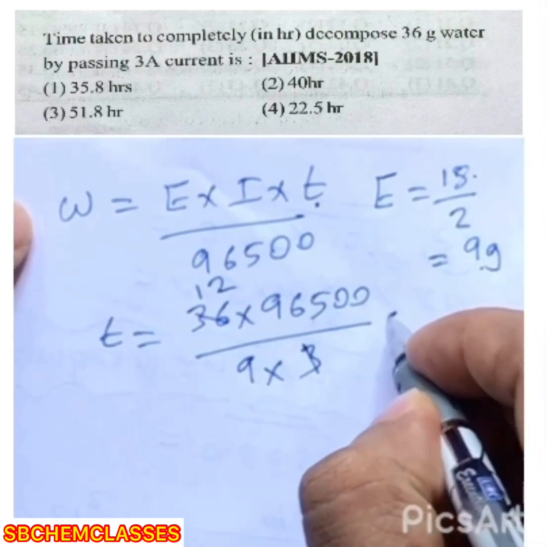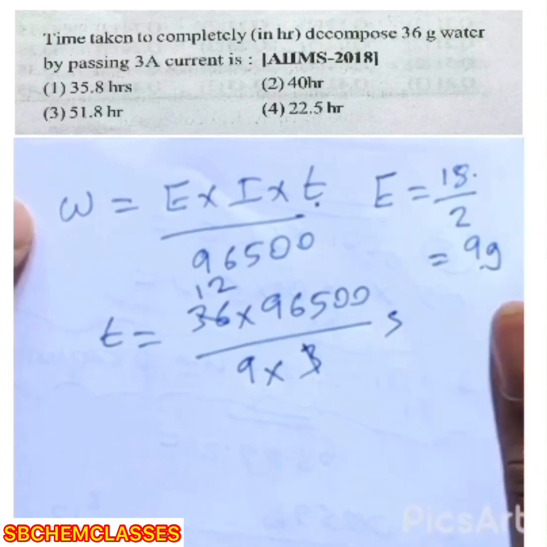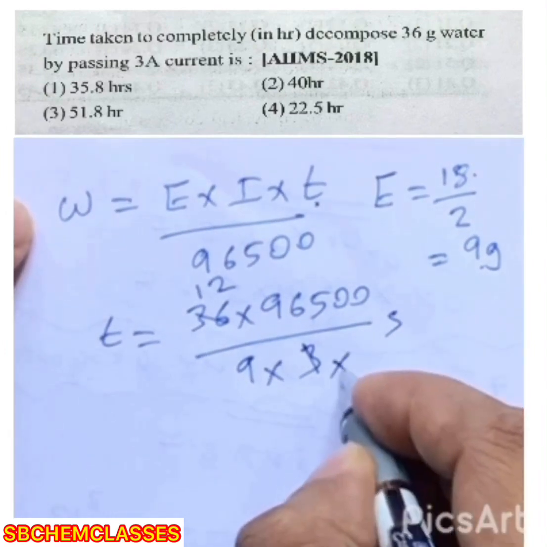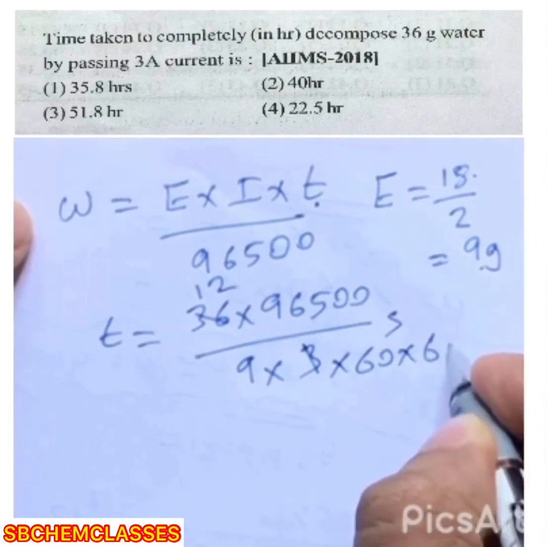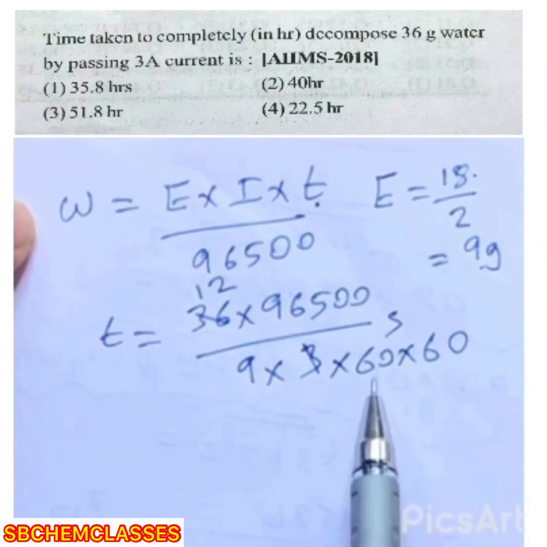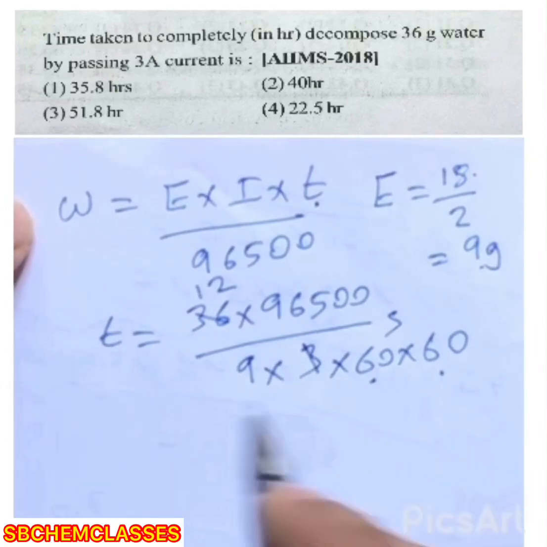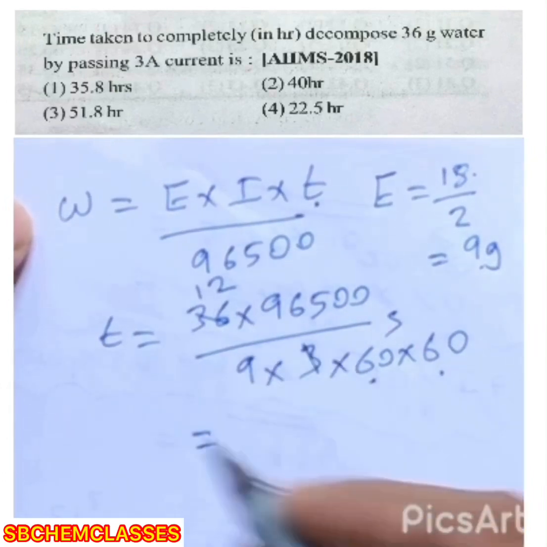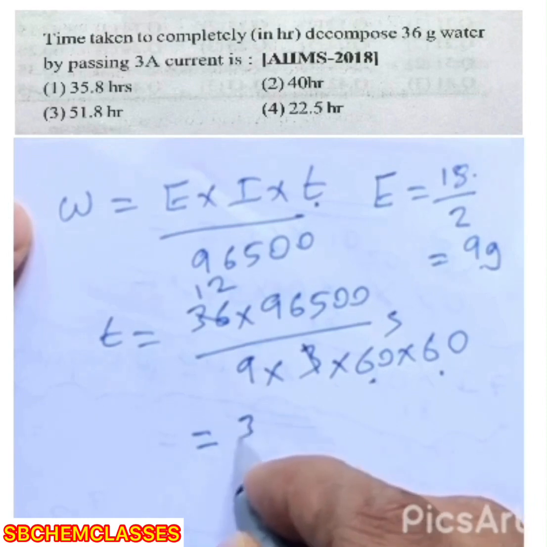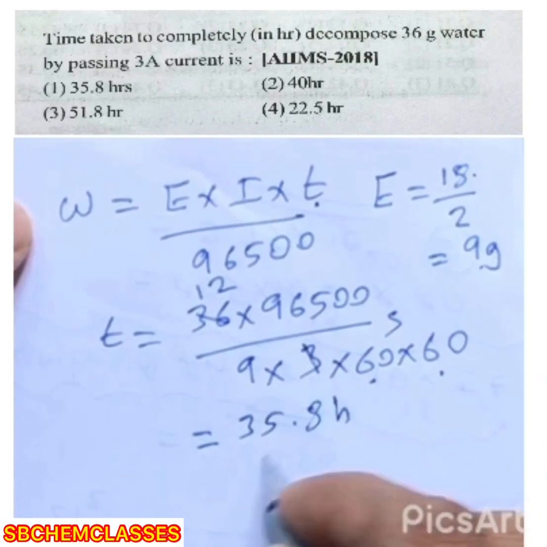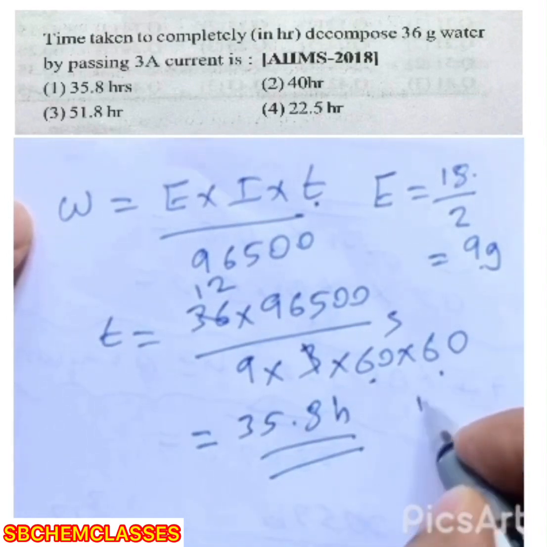Now this is in seconds and we have to convert to hours. How? By dividing by 60, it becomes minutes, and on another 60 it becomes hours. So the final answer will be, by calculation, 35.8 hour. That is option 1.